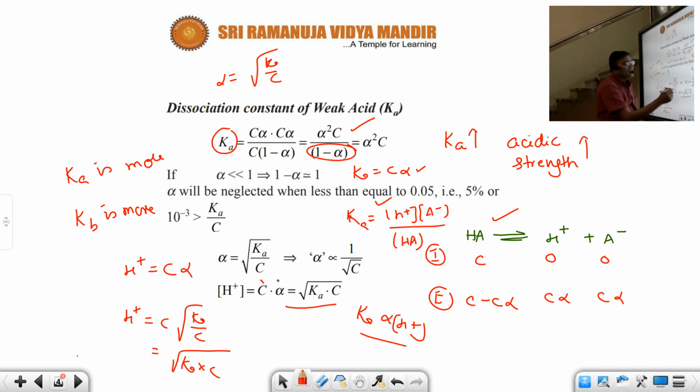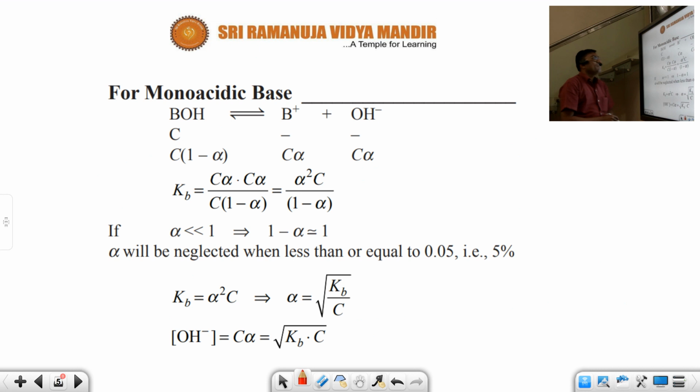So it is in terms of concentration and degree of dissociation, and it is also in terms of acid dissociation constant and concentration. So it depends on what the need is in the examination. As per the question, you have to apply the requisite formula.